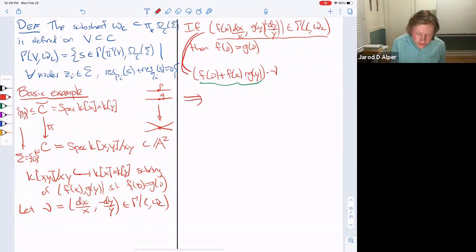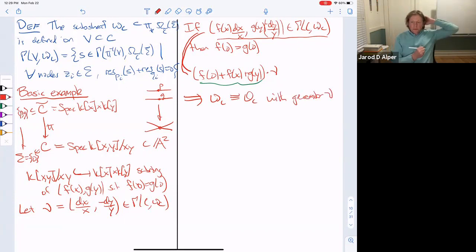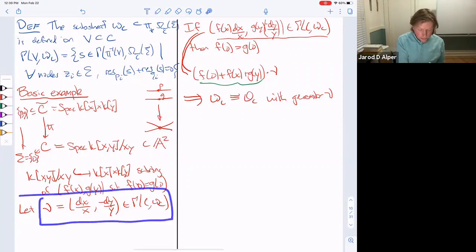And what that means then is that omega c on this curve is isomorphic to O_C with generator mu, or nu, sorry. So in this basic example, you can write down exactly what the sections of the dualizing sheaf are, and you just show directly that the sheaf is trivial with generator given by nu.